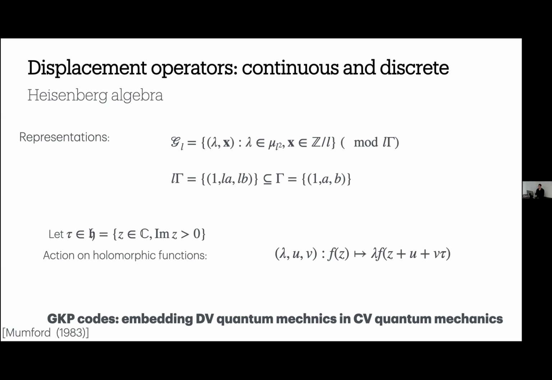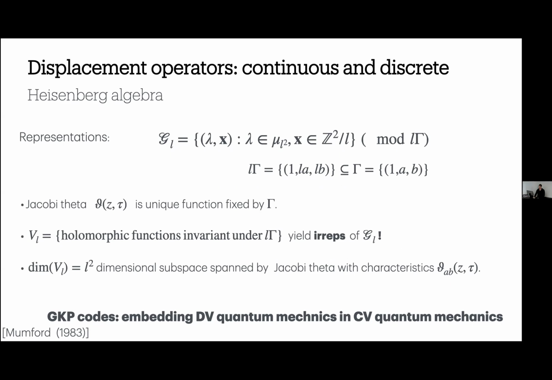So the point of showing these constructions is to think about GKP codes really as an embedding of the DV quantum mechanical system into a continuous variable quantum mechanical system. And it's nice that the thing that we'll come to think about as the GKP stabilizer group explicitly shows up in building these irreducible representations. Okay. So essentially, we have these irreducible representations and we have this parameter L.